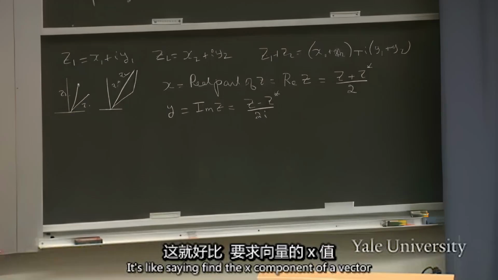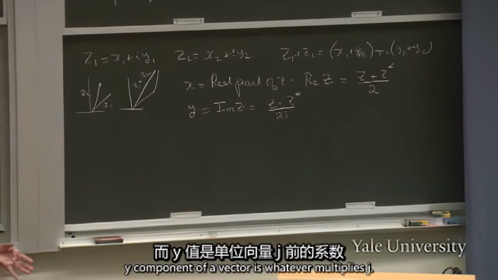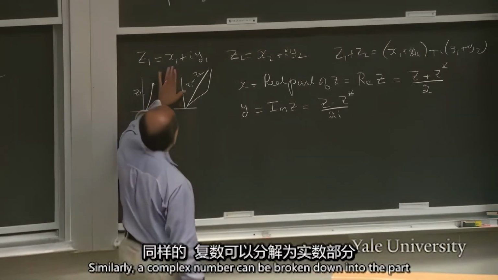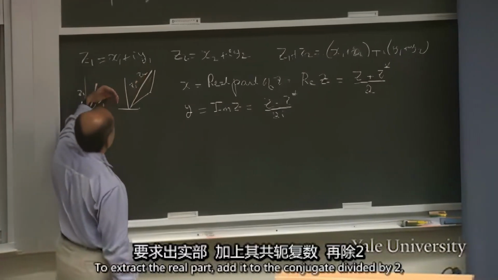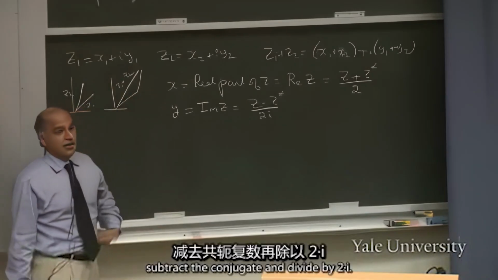It's like saying find the x component of a vector. It's whatever multiplies i. The y component of a vector is whatever multiplies j. Similarly, a complex number can be broken down into the part which is real and the part that multiplies i. To extract the real part, add to it the conjugate and divide by 2. To extract the imaginary part, subtract the conjugate and divide by 2i.